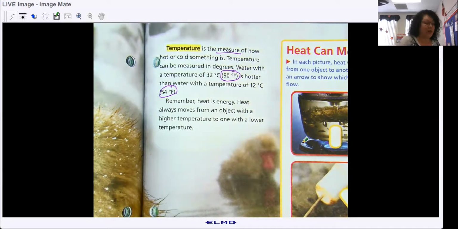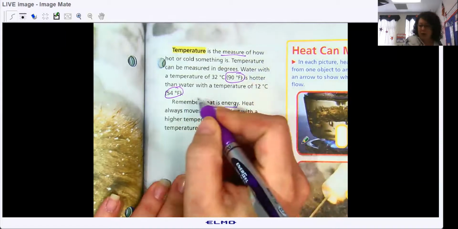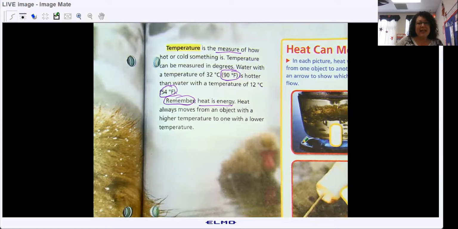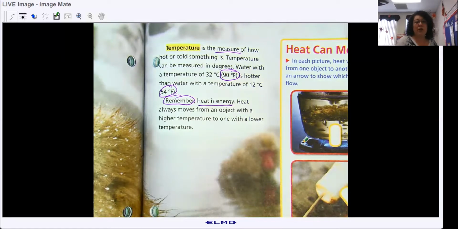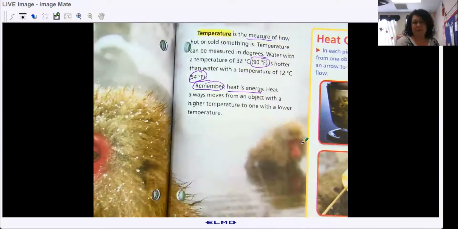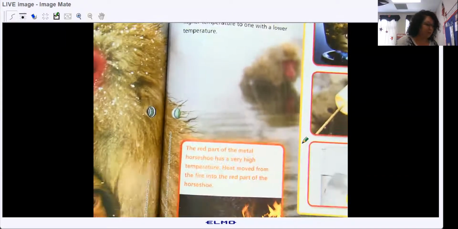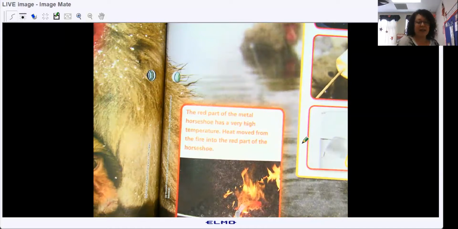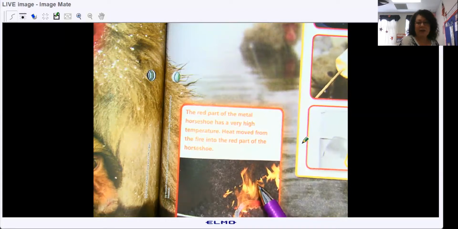Remember, heat is energy. When you come across words like remember, that's an important clue word there. Heat is energy. Heat always moves from an object with a higher temperature to one with a lower temperature, like we just underlined on the previous page. It goes from warmer to cooler, higher to lower. Same thing said in a different way. The red part of the metal horseshoe has a very high temperature right here. Heat moved from the fire into the red part of the horseshoe. Hotter moves to cooler.